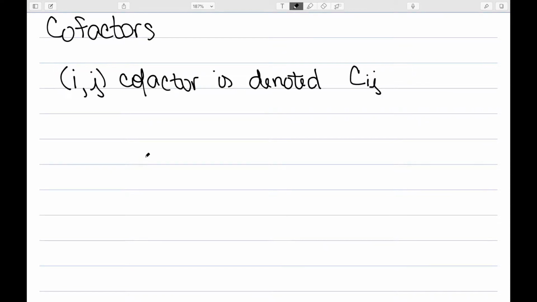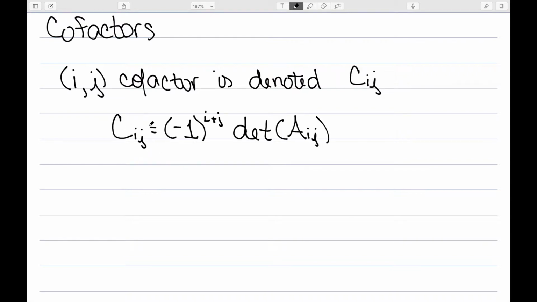Next, I want to look at the cofactors. The ij cofactor is denoted by C sub ij, and it's given by negative 1 to the i plus j times the determinant of A sub ij. So this negative 1, the sign of this determinant, depends on the particular position that we want, and then we take the determinant of the minor. So let's look at examples of these.